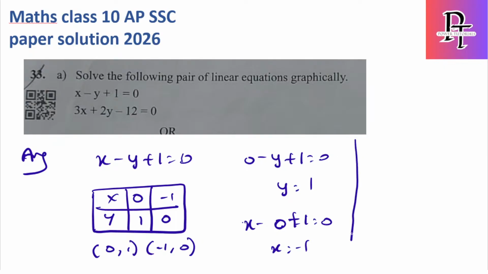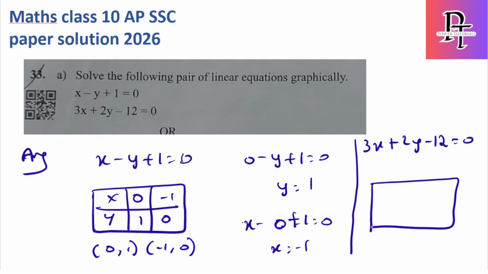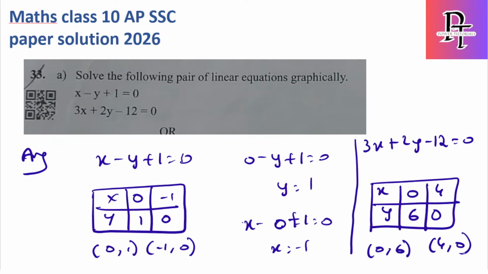Same way, I'll find the points for the second equation, 3x plus 2y minus 12 is equal to 0. Let's see the values if I keep x as 0 and y as 0. If I keep x as 0, I get the y value as 6. If I keep y as 0, I get 12 by 3, which is 4. So the points are (0, 6) and (4, 0).